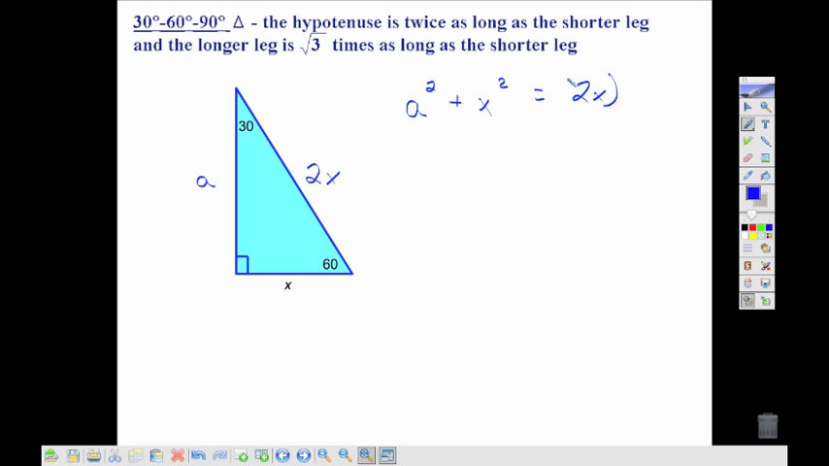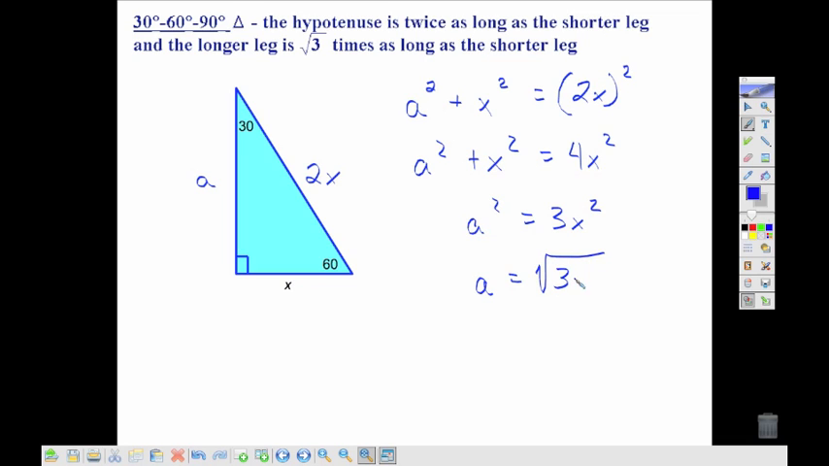other side squared. Now be careful here, this is 2x squared, but we're squaring the whole side. So put that in parentheses, that's going to give you 4x squared. So subtracting that x squared, we're left with 3x squared. And if we take the square root of each side, 3x squared is inside, we can pull the x out, giving us x times the square root of 3.